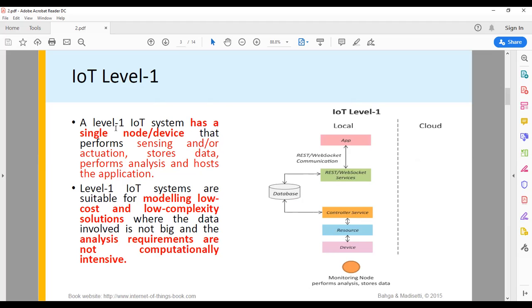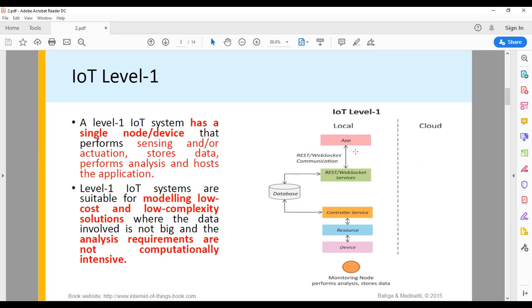You can see here, IoT level 1 has a single node device that performs sensing, actuation and data storage. All the functions are performed by the single node only. Level 1 IoT systems are suitable for modeling low-cost and low-complexity solutions where the data involved is not big and the analysis requirements are not computationally intensive. For low-cost management, designers will prefer level 1.